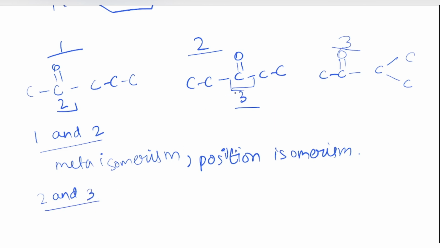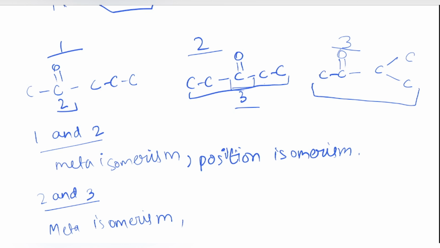Now let's talk about 2 and 3. If I look at 2 and 3, then the number of carbon atoms on either side of the functional group is different, so it's definitely showing meta-isomerism. And if I look more carefully, the main carbon chain is also changing. Here the carbon chain is of 5 carbon atoms, whereas in the third molecule, the carbon chain consists of 4 carbon atoms, so the main chain is changing as well, so it shows chain isomerism.